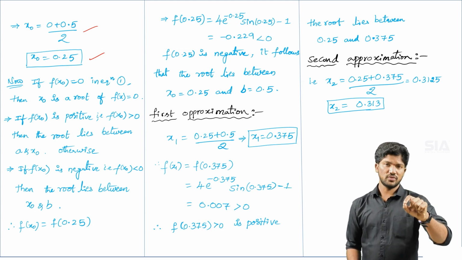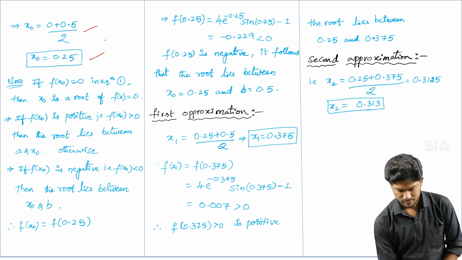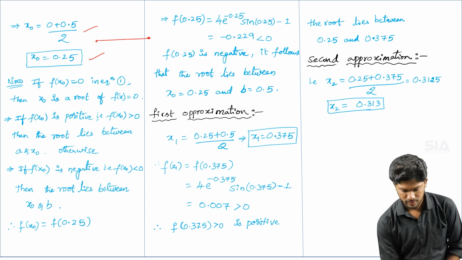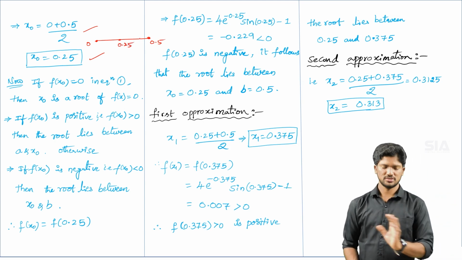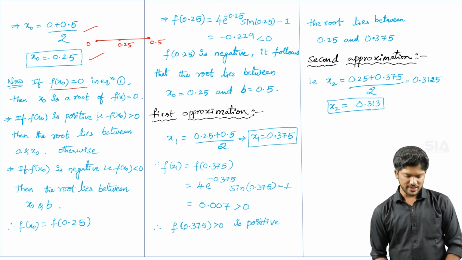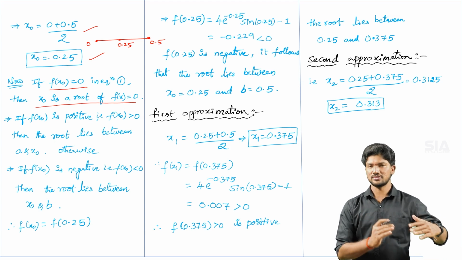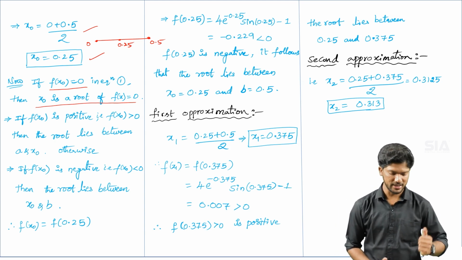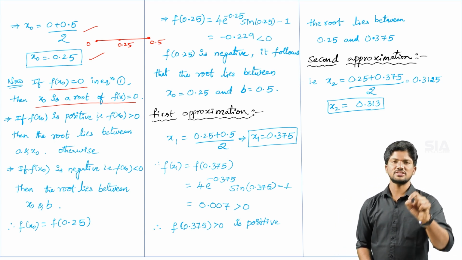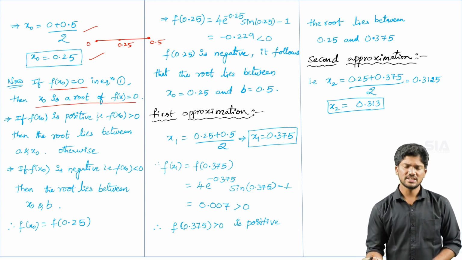Does 0.25 exist in between 0 and 0.5? If you write 0 here and 0.5 here, 0.25 is the exact middle value. Now if f of x naught is equal to 0 in equation 1, then x naught is the root of f of x equal to 0. In the general procedure we discussed this same point. If you substitute 0.25 in equation number 1 and get 0, that is the root.